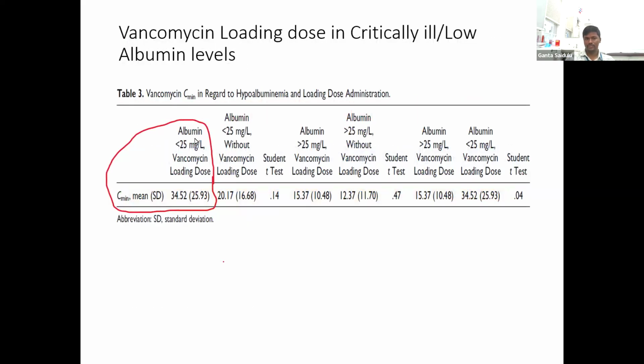See the graph. In patients who have albumin levels less than 25, if you give the loading doses, you can achieve a higher Cmin. It can be associated with nephrotoxicity.